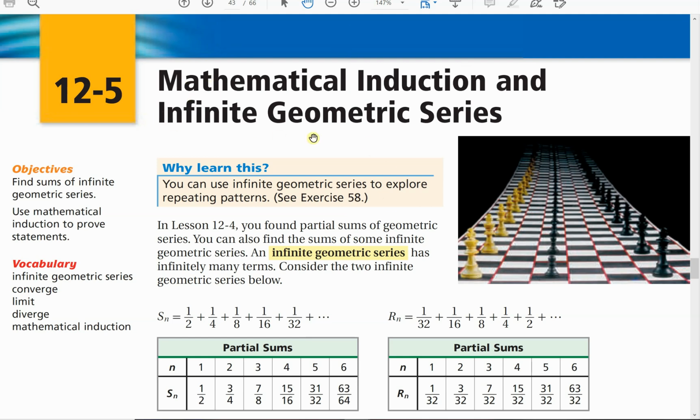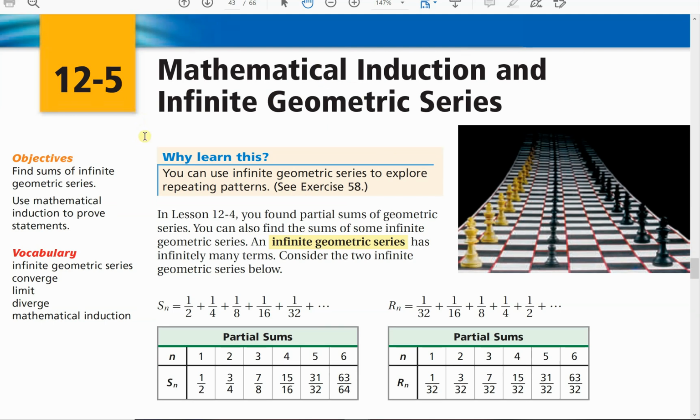Now, we're going to focus mostly on the infinite geometric series part. We'll maybe touch on the induction stuff a little wee bit.